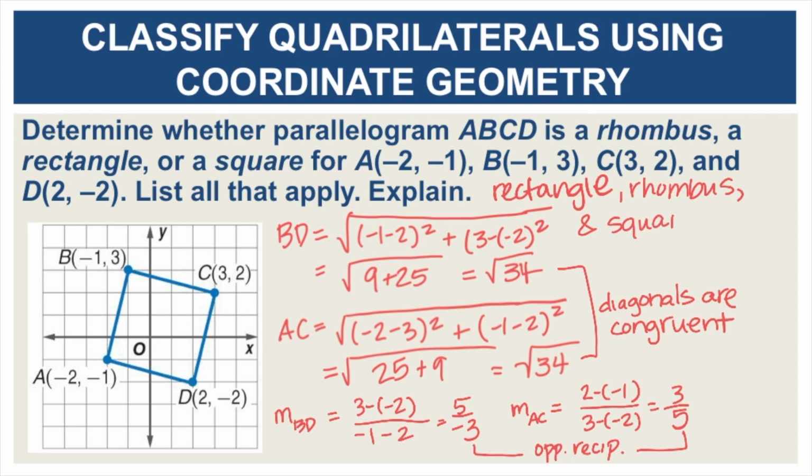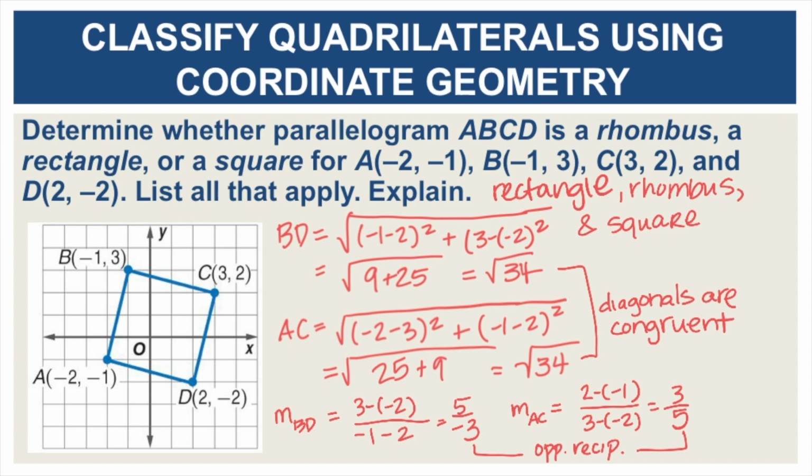And there are some other things that we can do to determine if it is a square. We can look at the distance of each of the sides, so how long each of the sides are, to see that they are all congruent. We can also show that two consecutive sides are perpendicular.